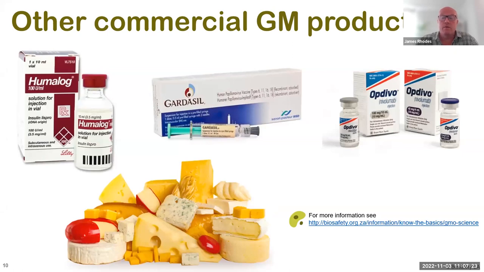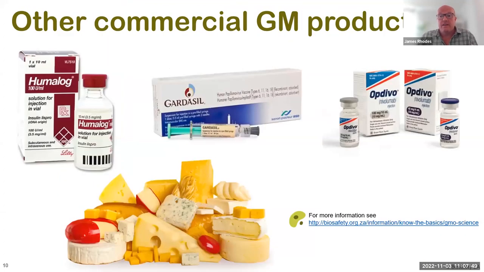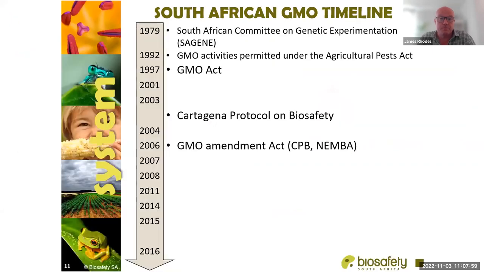Many or almost all of our monoclonal antibodies, which are used for cancer treatments, and interferons, again used for cancer treatments, are recombinant DNA technology, so GM technology. And almost all the cheese that we make in the world is made with rennet, which is made using GM techniques. So the controversy then is around GM crops, but we need to realize that we use the same technology safely in other areas. And we also use it in industrial applications as well.